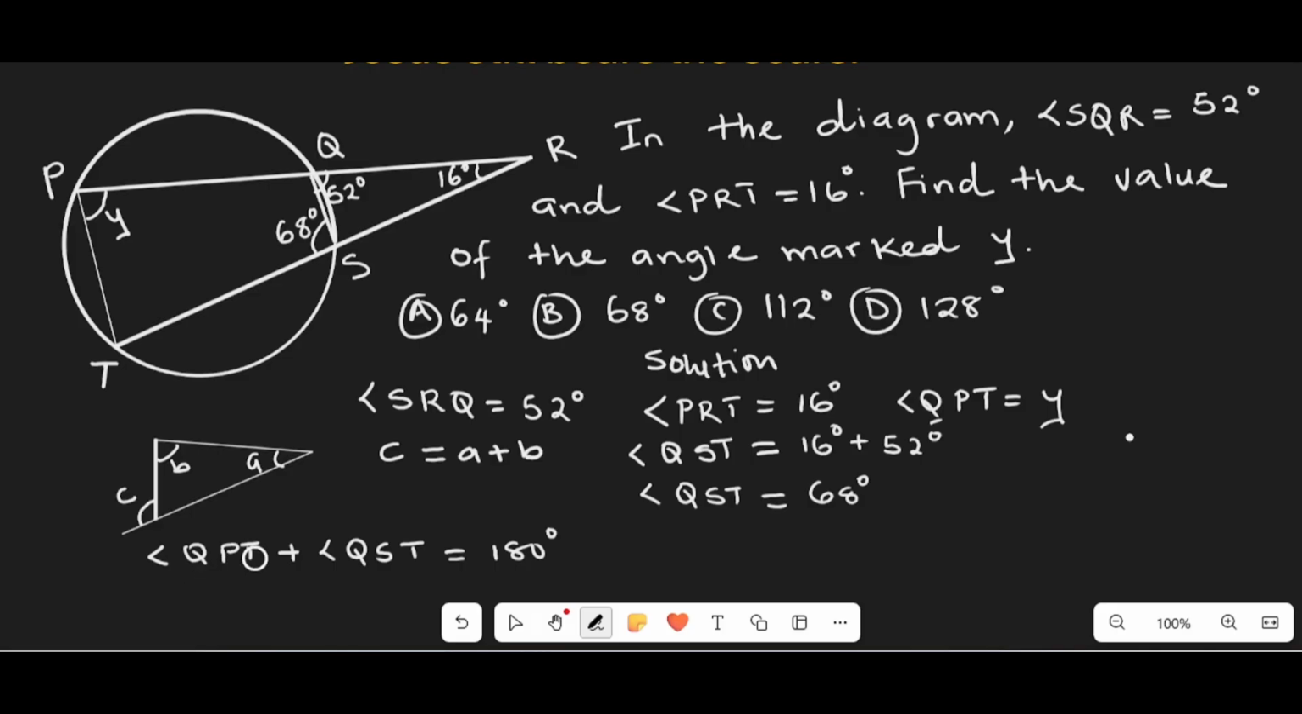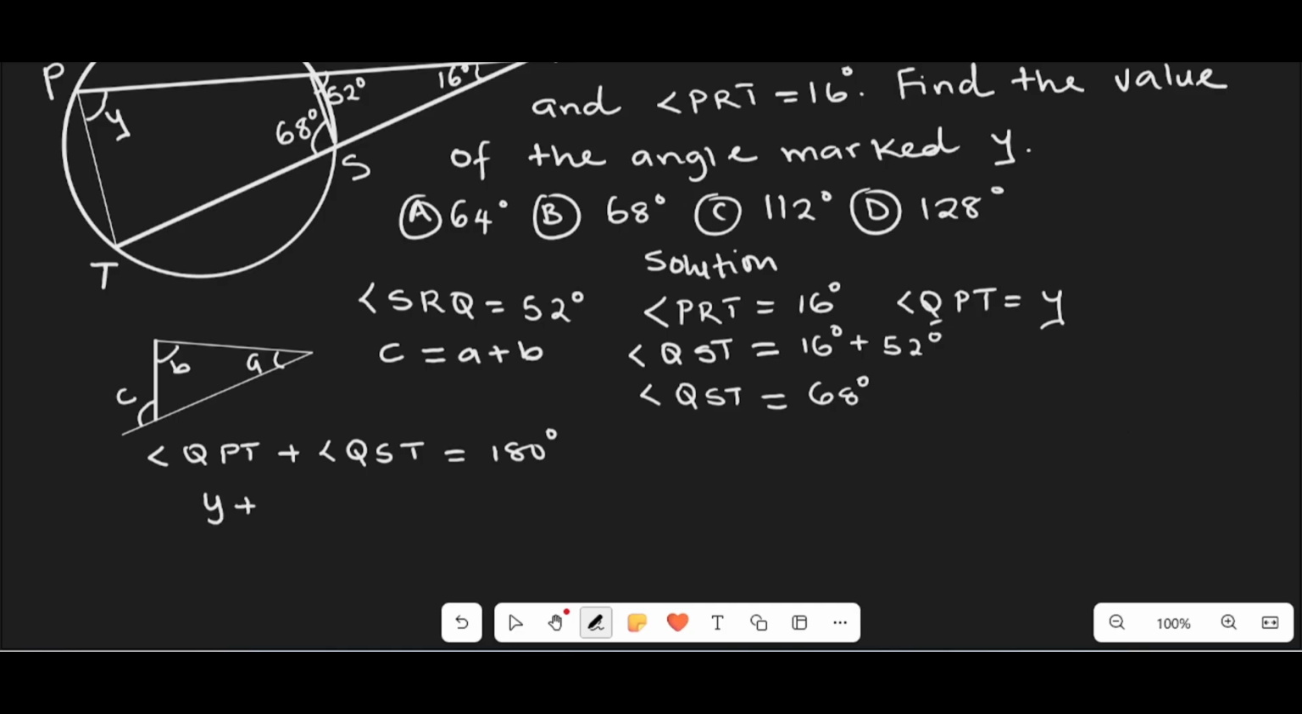Angle QPT is what? Angle QST is 68 degrees. So let us substitute them into this equation. Y plus 68 degrees equal to 180 degrees. Y equal to, if we transpose 68 degrees to the right hand side, the positive sign will change to negative. So we are going to have 180 degrees minus 68 degrees. Y equal to 112 degrees. So the correct option is C.